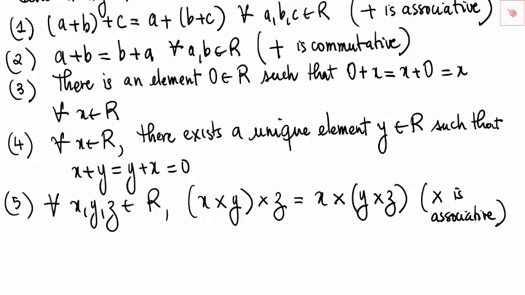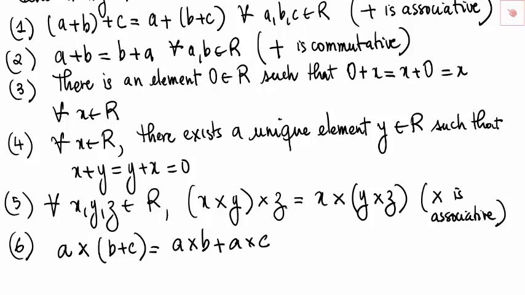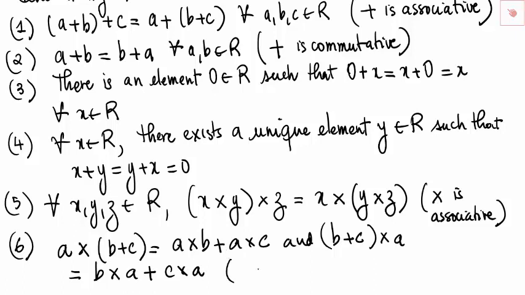Six: a · (b + c) is going to be a · b + a · c, and (b + c) · a is going to be equal to b · a + c · a. And this is called the distributive law. So a ring is a set with two binary operations satisfying all of these six axioms.